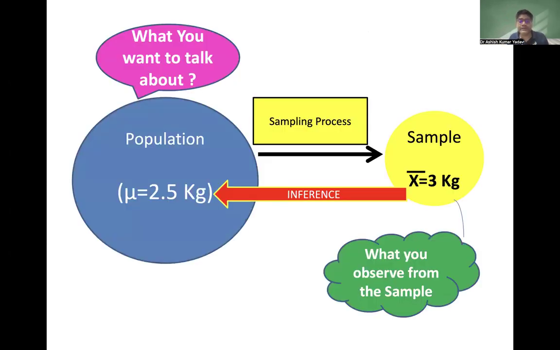Look at this example. Here, the population is there where we want to talk about the mean average birth weight. The average birth weight for the population is denoted by mu, whereas to study this population, we are studying a smaller sample, and the sample characteristic is denoted by the sample mean, which we have denoted here as X bar. So X bar is the sample statistic, whereas mu is the parameter.